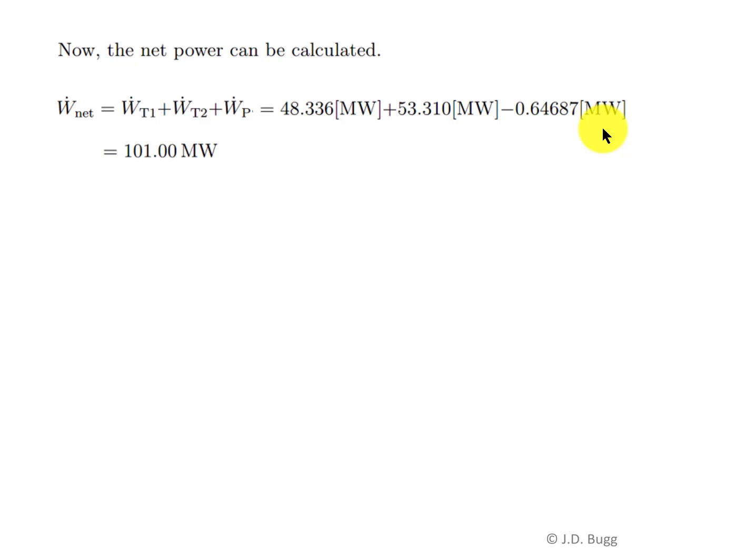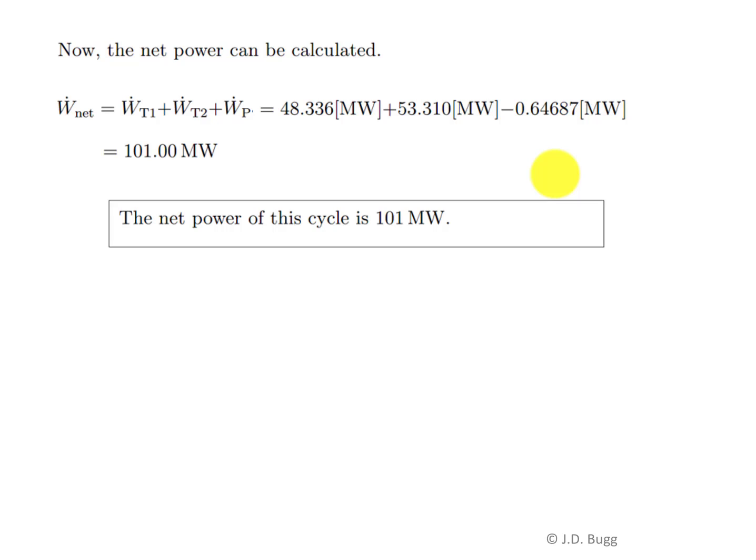So this is the net power output of that Rankine cycle because it's taken into account the power that is required in order to run the pump. So we conclude that the net power of this cycle is 101 megawatts.